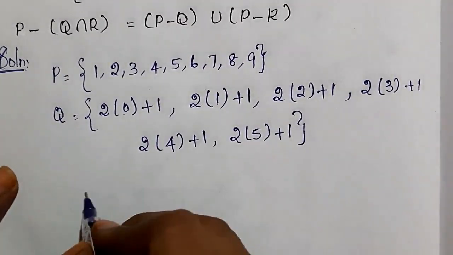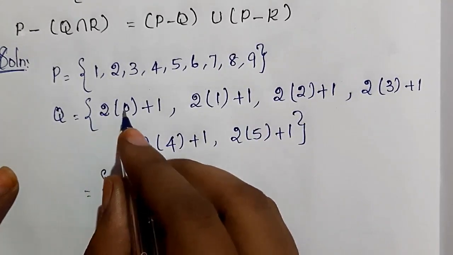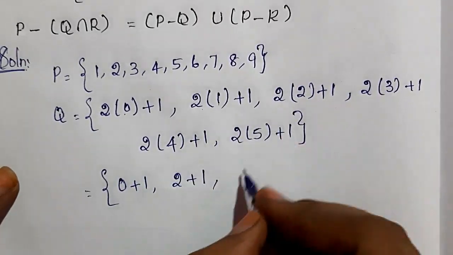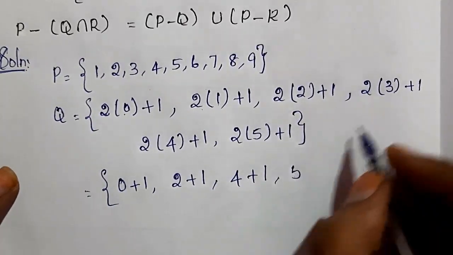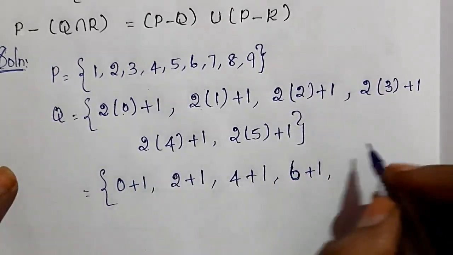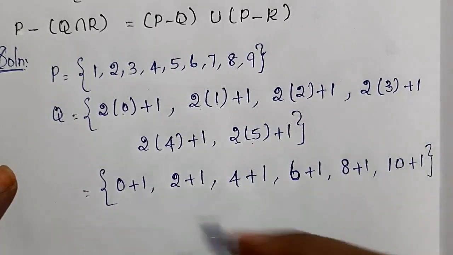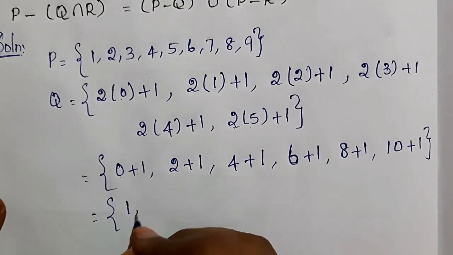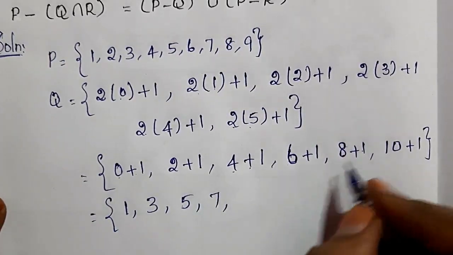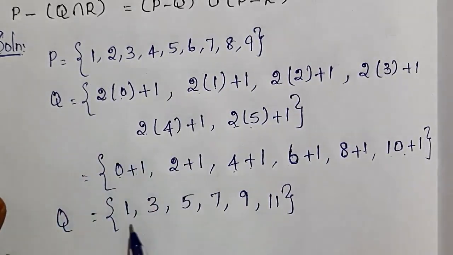Next we can simplify. Q equal to set of all 2 into 0, 0 plus 1; 2 into 1, 2 plus 1; 2 into 2, 4 plus 1; 2 into 3, 6 plus 1; 2 into 4, 8 plus 1; 2 into 5, 10 plus 1. That is equal to set of all 0 plus 1, 1; 3; 5; 6 plus 1, 7; 8 plus 1, 9; 10 plus 1, 11. So these are the elements. So P element is this, Q element is this.